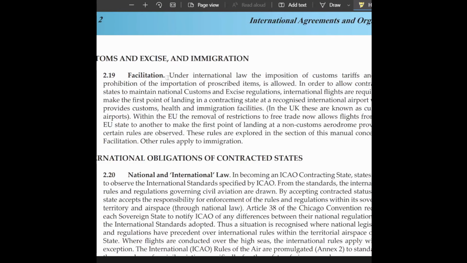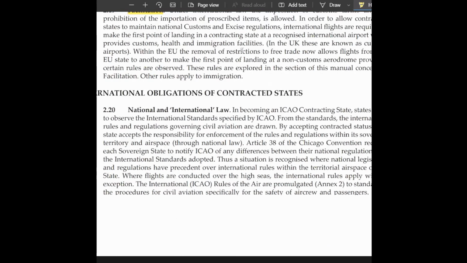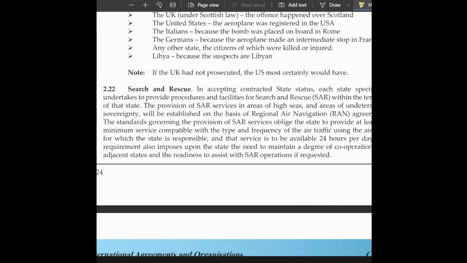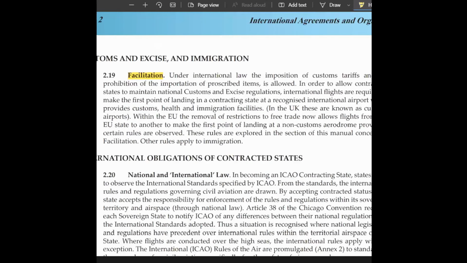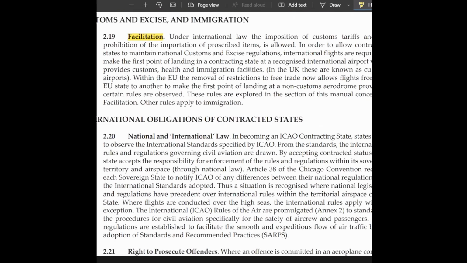What is facilitation? Understanding it is important. So this I leave it to you again. I will mark it, or I'll just share the marked PDF, that will be easier.